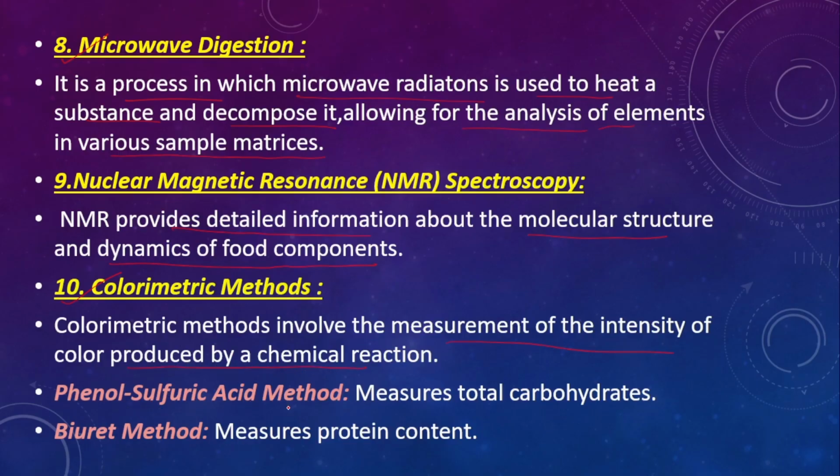Phenol sulfuric acid method measures total carbohydrates. The phenol sulfuric acid method is used in the food industry to determine the total carbohydrate content in various food products. This colorimetry method involves hydrolyzing carbohydrates with sulfuric acid, followed by the addition of phenol, which reacts to produce a colored complex. The intensity of the color measured spectrophotometrically is proportional to the carbohydrate concentration in the sample.